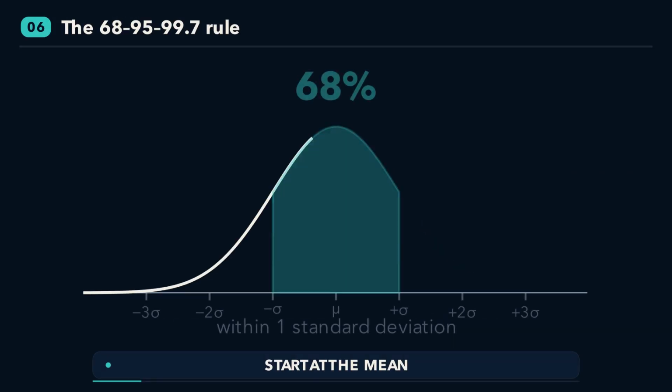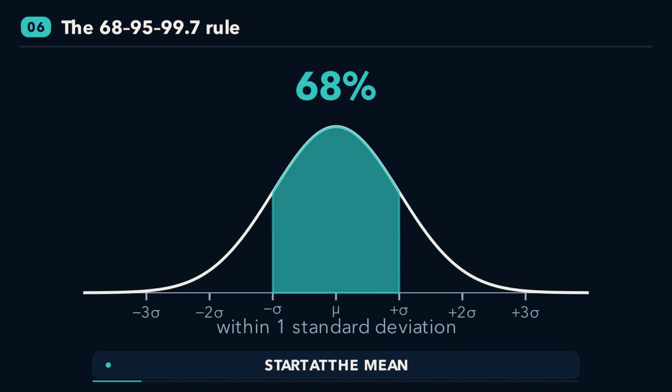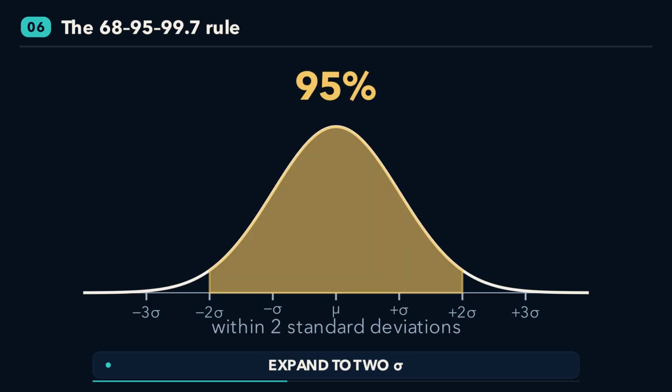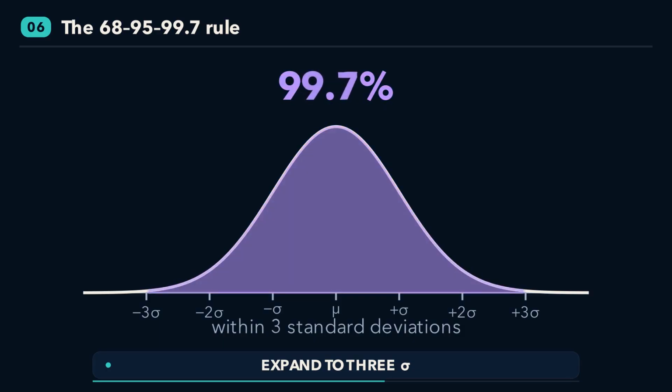The normal curve has a memorable geometry. Begin one standard deviation on either side of the mean. The area in that central band is about 68%. Expand to two standard deviations, and the area grows to about 95%. Expand to 3, and it reaches about 99.7%. This is the 68, 95, 99.7 rule.